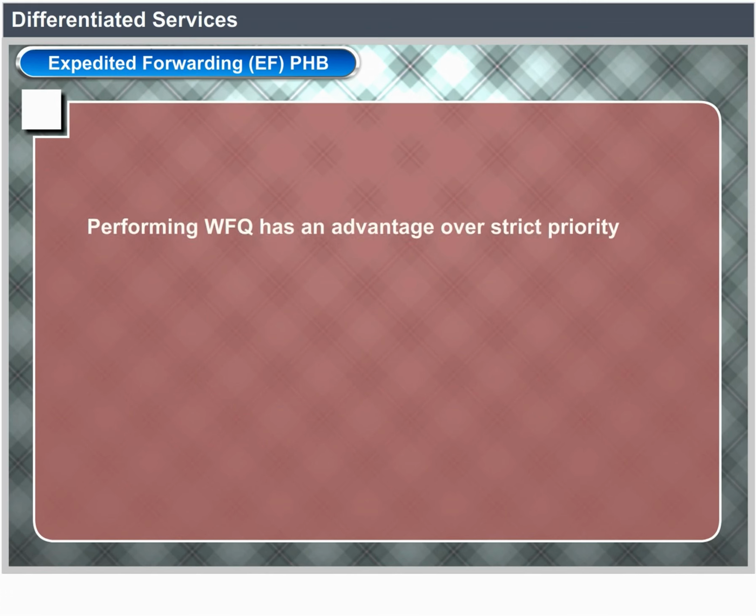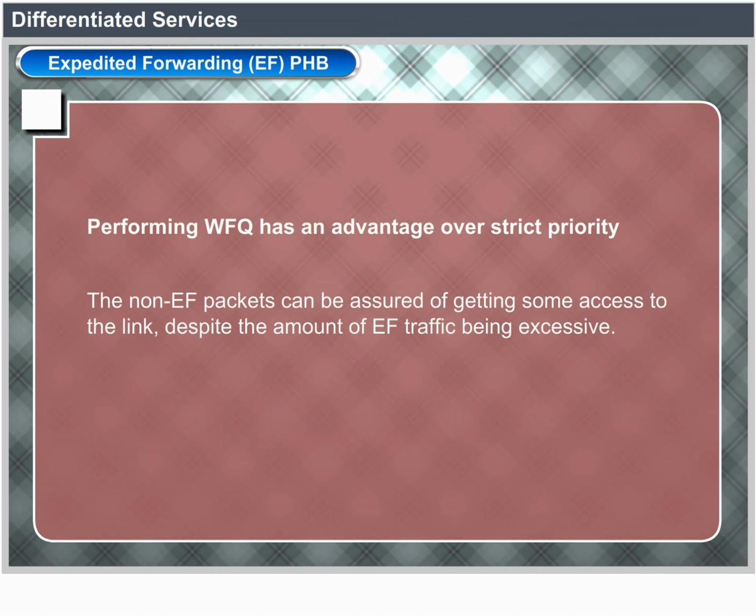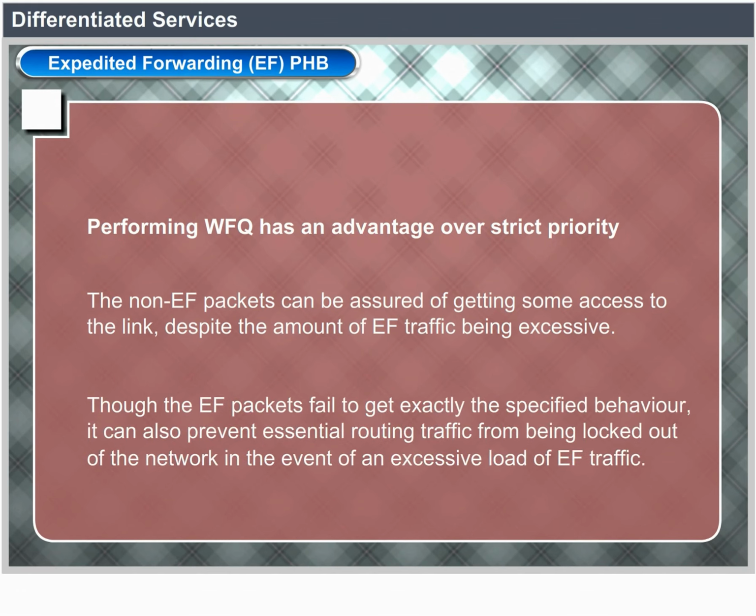Performing WFQ has an advantage over strict priority. The non-EF packets can be assured of getting some access to the link even if the amount of EF traffic is excessive. This might mean that the EF packets fail to get exactly the specified behavior, but it could also prevent essential routing traffic from being locked out of the network in the event of an excessive load of EF traffic.